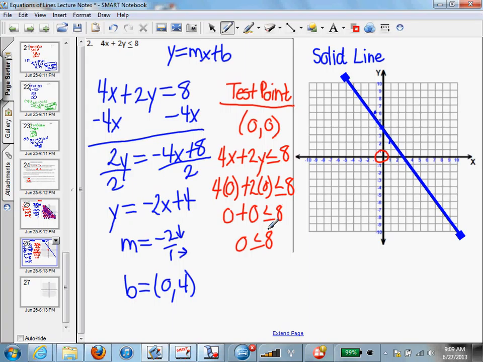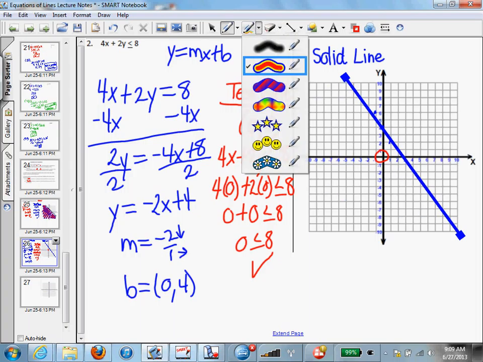And does that make a true statement? That does, because 0 is less than 8. So that means we're going to shade everything that contains the test point on that side of the graph.